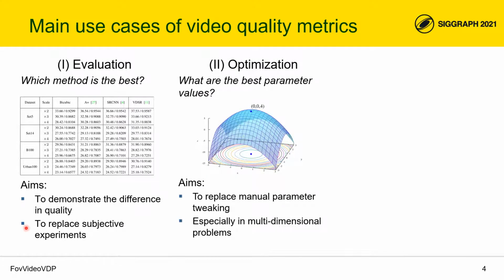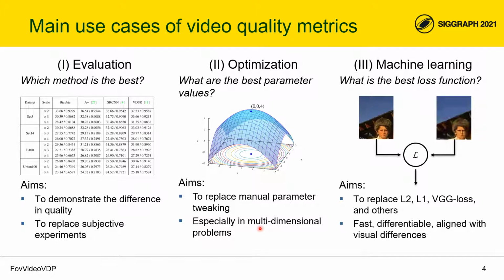The second important use case is in optimization. For example, we could come up with a new rendering algorithm that has a dozen tunable parameters, and we want to find the best trade-off between the quality and the rendering time. Doing it manually for a dozen parameters is difficult, so we would prefer to delegate such a task to a metric.